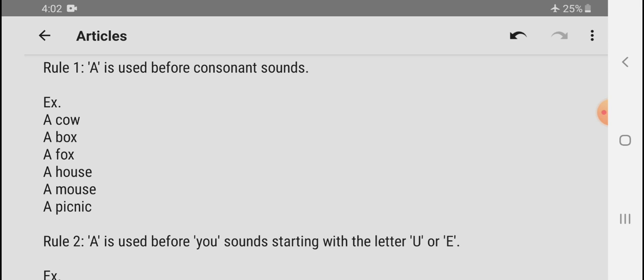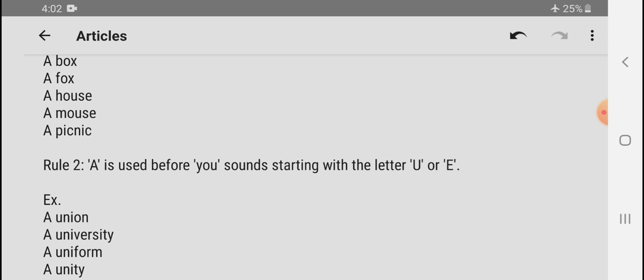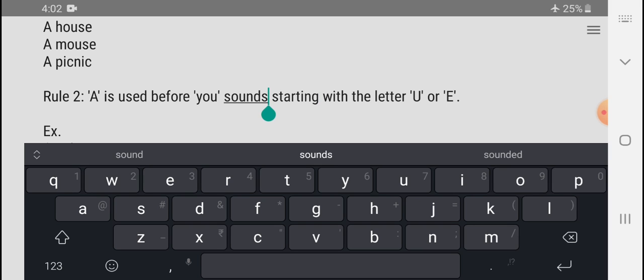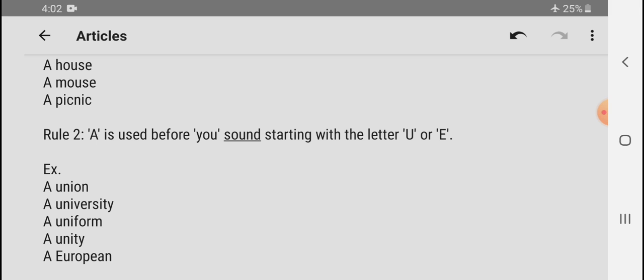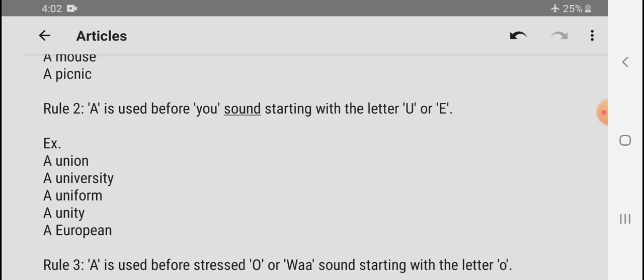Let's go to rule number 2. "A" is used before the U sound, a U sound starting with the letter E or U. Keep in mind, U and E are vowels. Even if a word starts with E or U, if it gives you the sound of "yoo", then you have to use "a" before it, not "an".